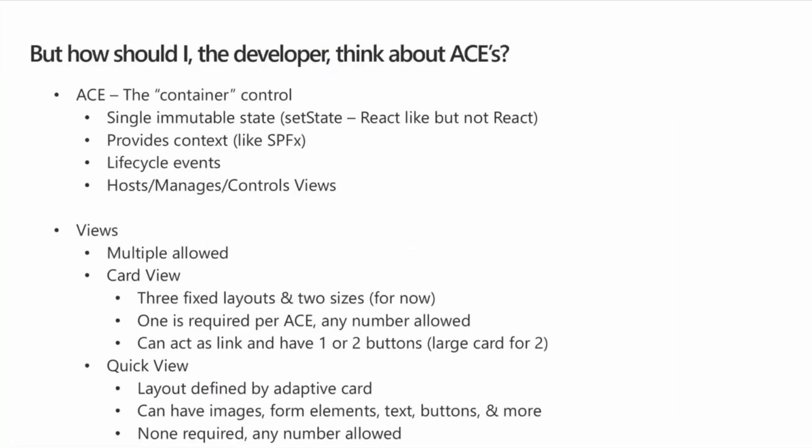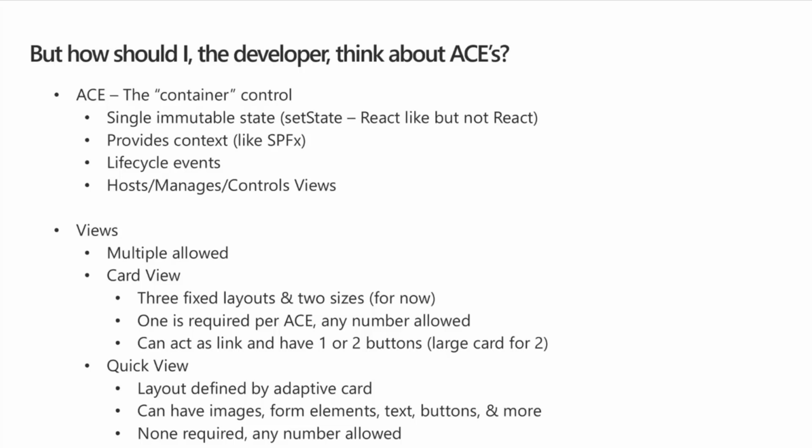One card view is required per ACE, but you can have multiple. You can have any number of those things. So, but one is required. And then those card views can act as a link. They can have one or two buttons. You need to have a large card size for the two buttons. And we'll talk about that all a little bit more when we get into the code.